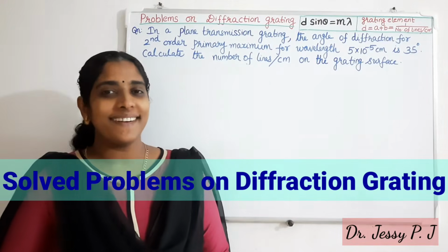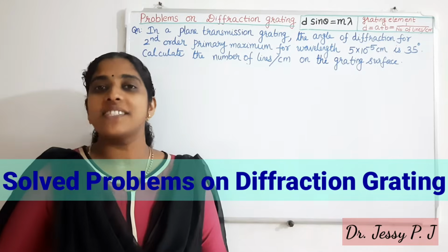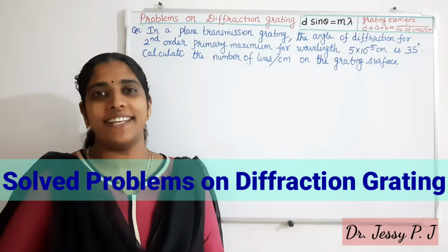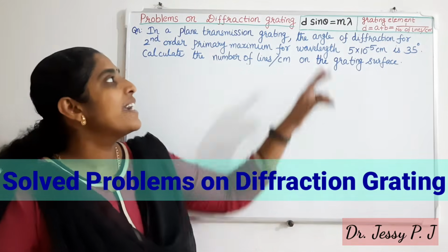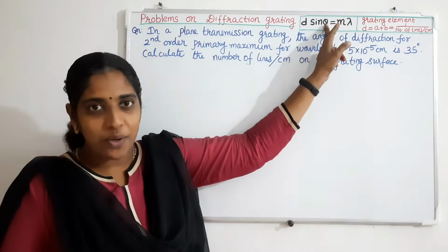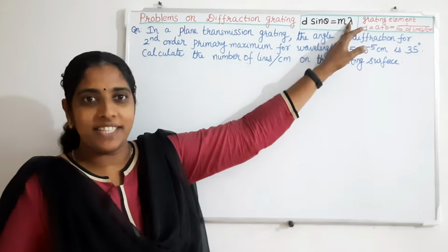Hi all, today we will discuss the numericals based on diffraction grating. In the last video we saw the theory of diffraction due to n slits, that is diffraction grating. The grating equation is d sin theta equals m lambda, where theta is the angle of diffraction, m is the order of diffraction, and lambda is the wavelength of light used.